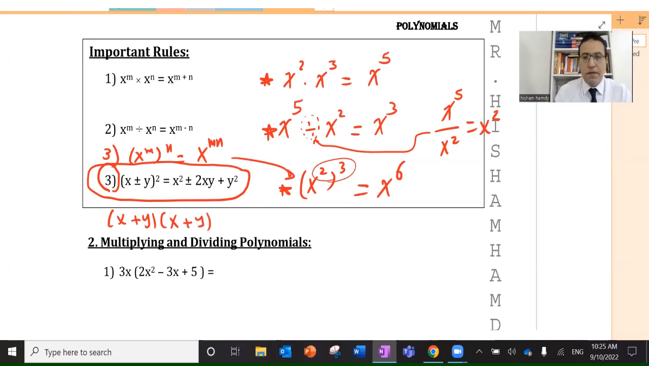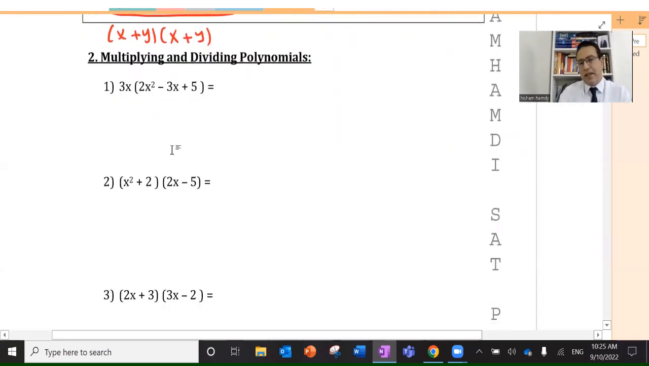And I'm going to explain this using examples. So now we are moving to multiplying and dividing polynomials. In multiplying polynomials we add the powers, but in dividing we subtract the powers.